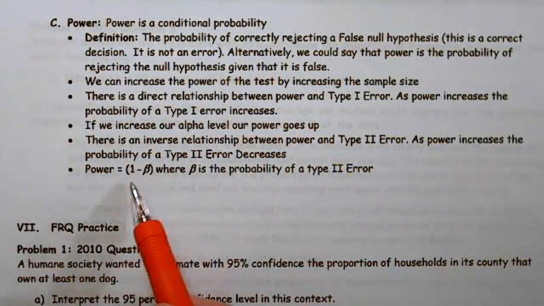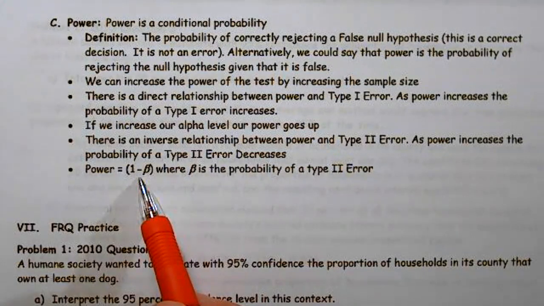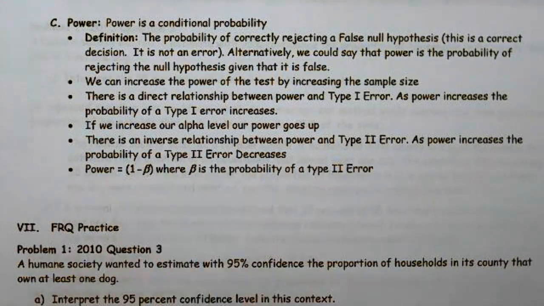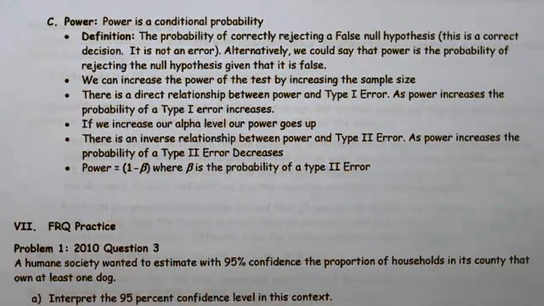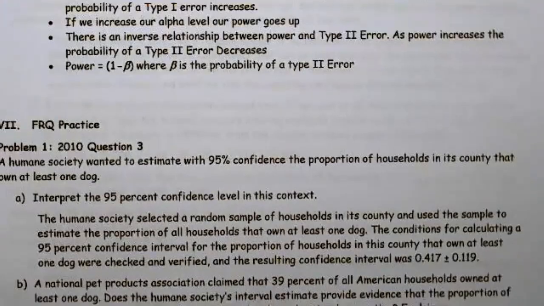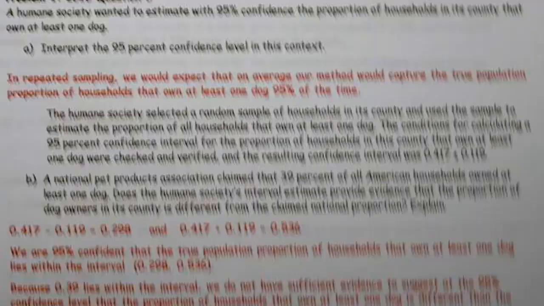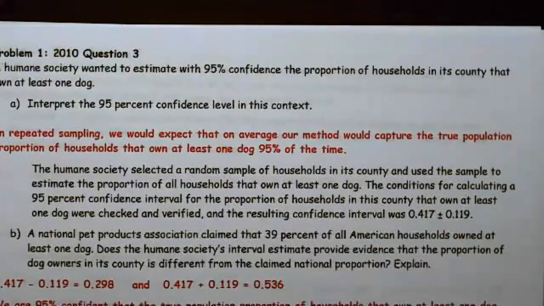And power equals 1 minus beta. So if they give you type 2 error, you can figure out power. If they give you power, you can figure out type 2 error. There's no other good way to do that. Okay. So, told you we'd skim through some notes very, very rapidly and then get to questions.